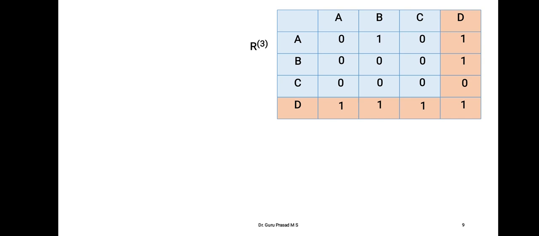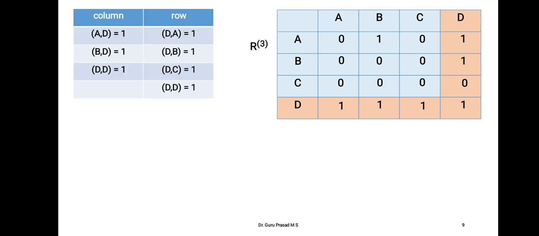Next, select the last row and last column. In the column side there are three cells with value 1: A to D is 1, B to D is 1, and D to D is 1. And in the row, DA value 1, DB value 1, DC value 1, DD value 1. Apply the Warshall's condition.